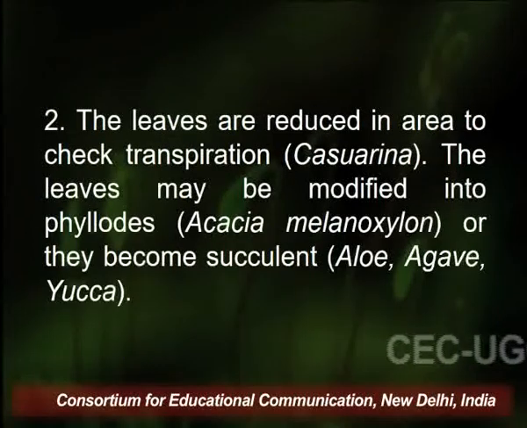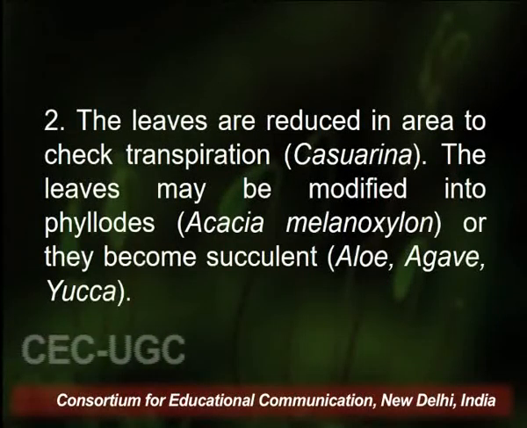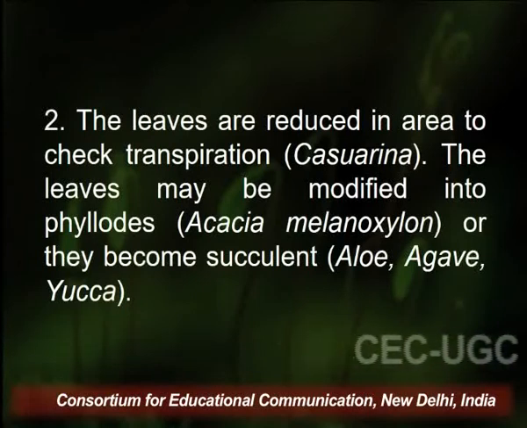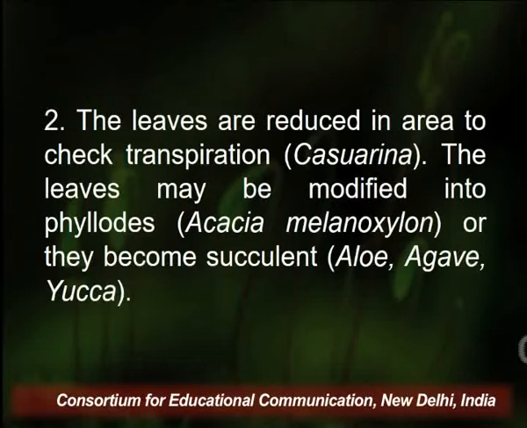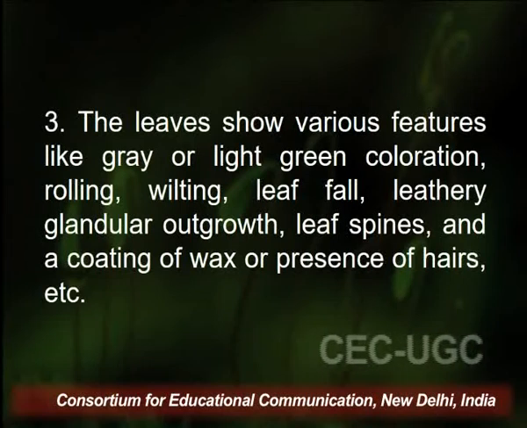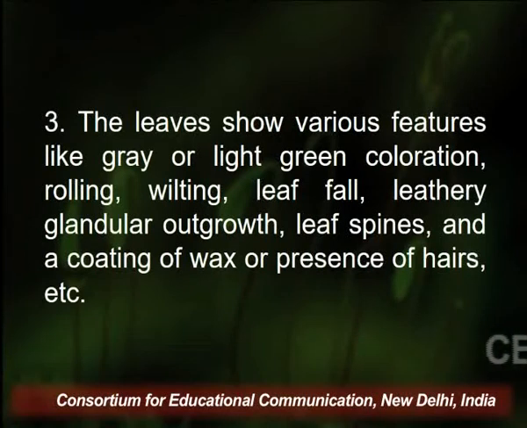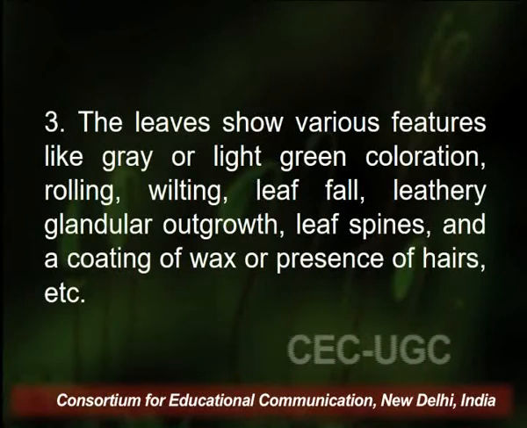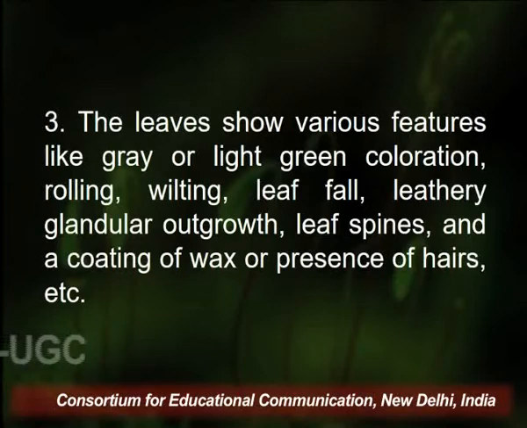The leaves are reduced in area to check transpiration, for example in Casuarina. The leaves may be modified into phyllodes, such as in Acacia melanoxylon, or they become succulent as in aloe, agave or yucca. The leaves show various features like grey or light green coloration, rolling, wilting, leaf fall, leathery texture, glandular outgrowths. Leaves become spiny, and a coating of wax or presence of hairs is shown.